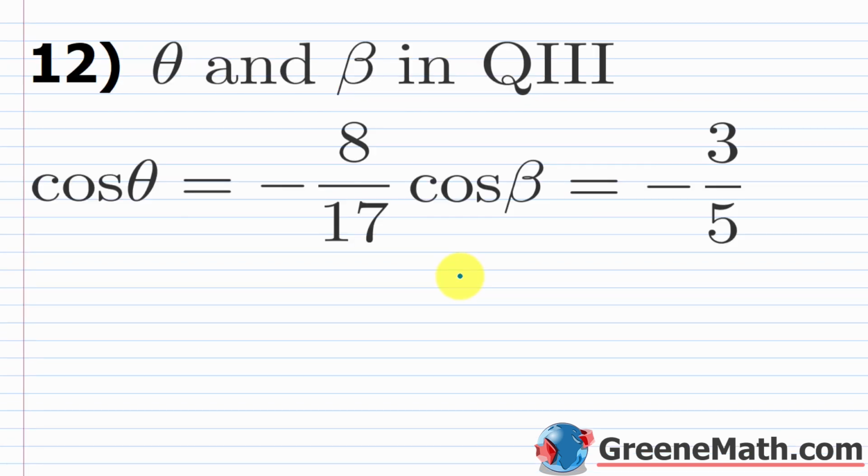All right, let's take a look at problem number 12. So we have theta and beta in quadrant 3. We're given that the cosine of theta is negative 8 over 17, and then the cosine of beta is negative 3/5.